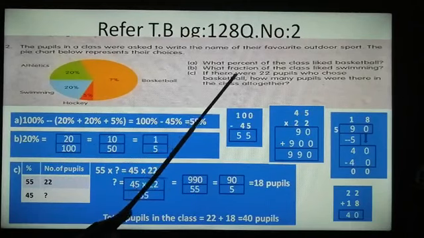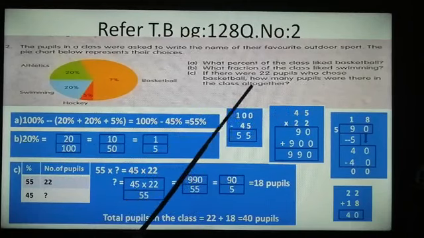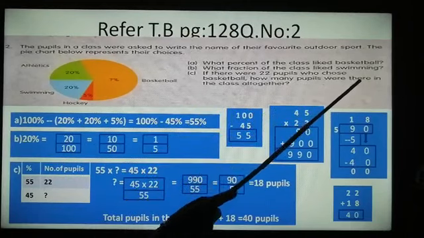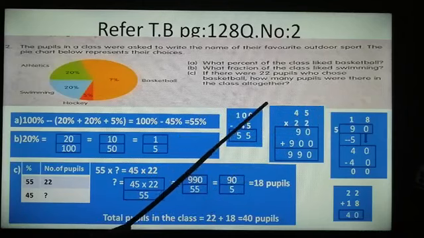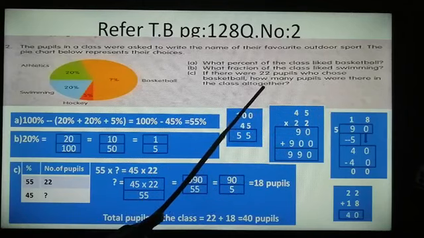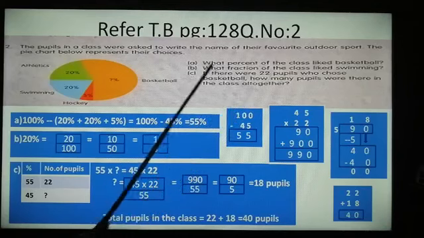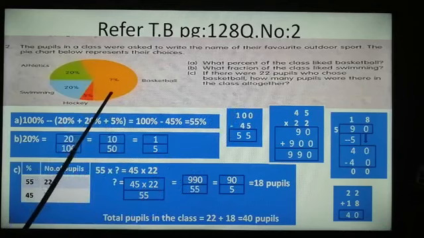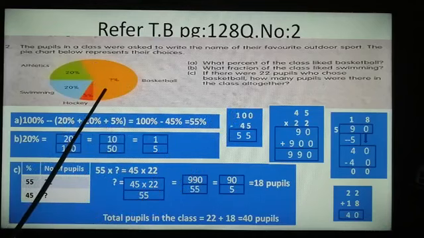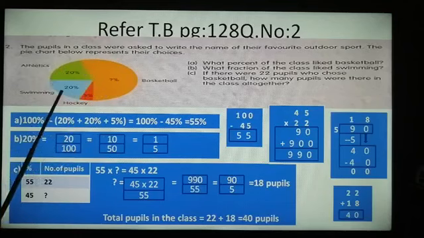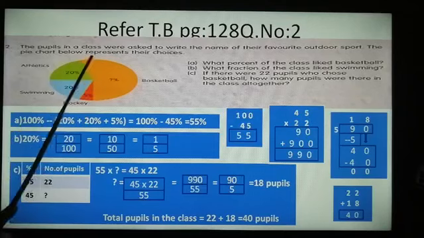Now number C. If there were 22 people who chose basketball, how many people were there in the class altogether? So from this question, it's a direct proportion. That means here 22 people chose basketball. So what is the total strength of the class? That means how many people were there in the class altogether. We have to find out the total number of the class.